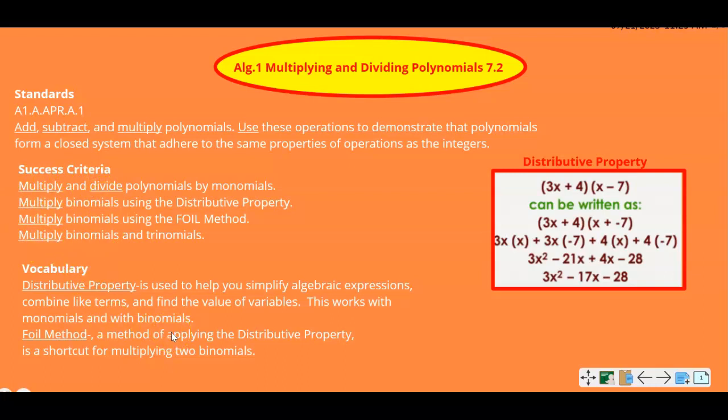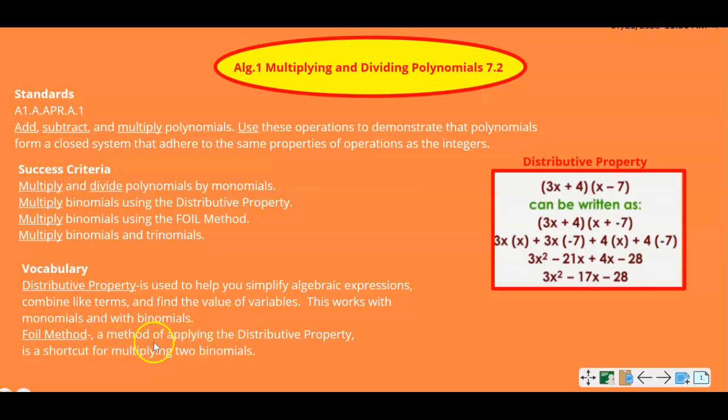A couple of vocab words that you need to know. Distributive property is used to help you simplify algebraic expressions. It helps combine like terms and find the value of variables. This works with monomials and with binomials. You also can use distributive property with trinomials and other stuff too, but for this class, we're going to be mostly using monomials and binomials.